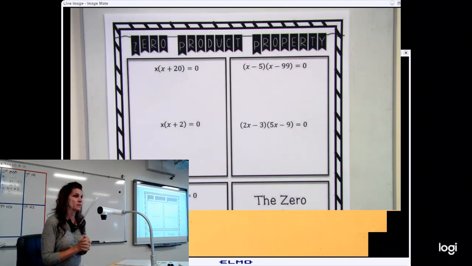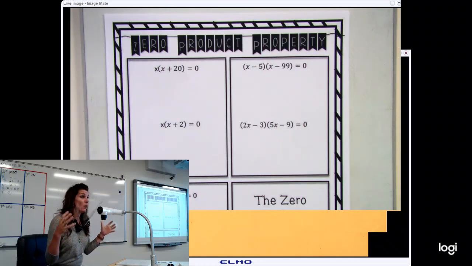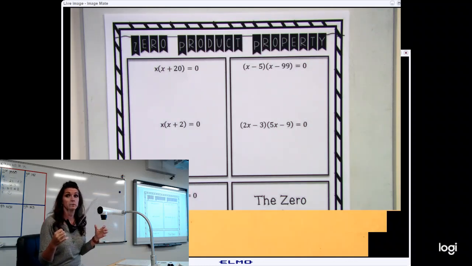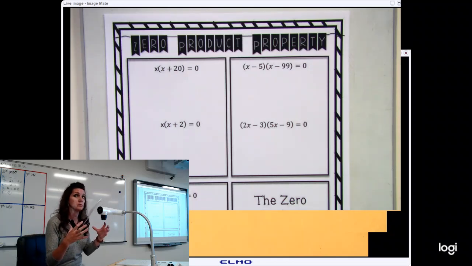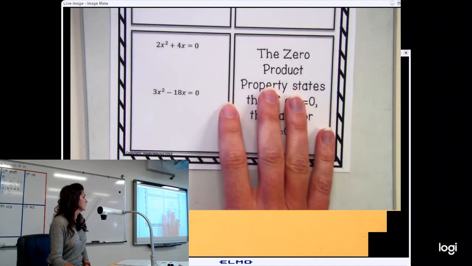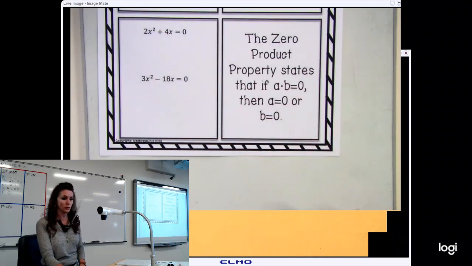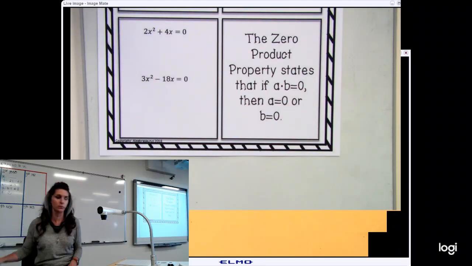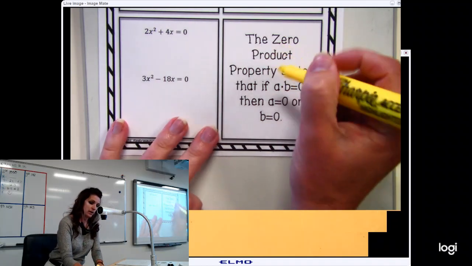So 0 times anything, it doesn't matter how ugly I make the number, what is it going to equal? 0. So if I said 57 x cubed y to the third z to the 99th times 0, what is it? 0. How about what if I said x plus 2 times 0? 0. Every time.